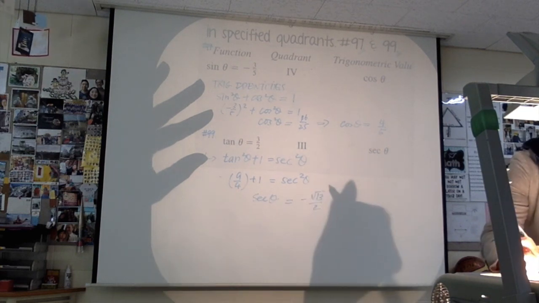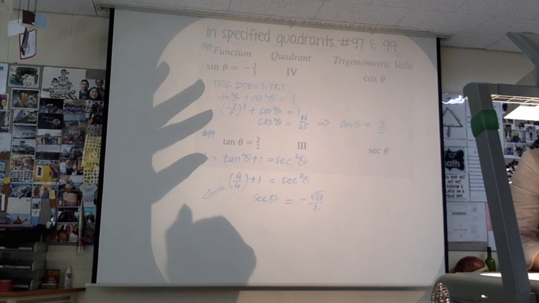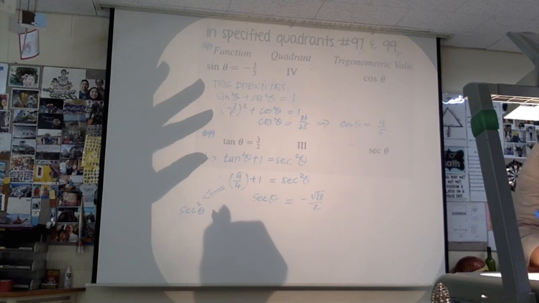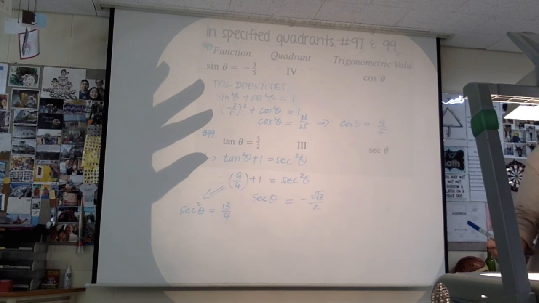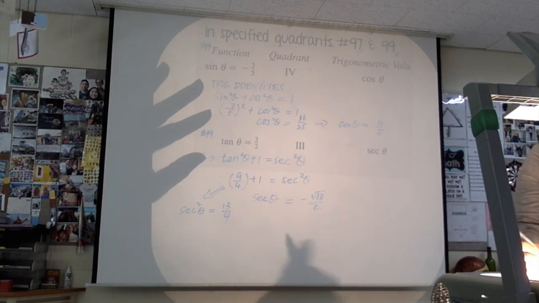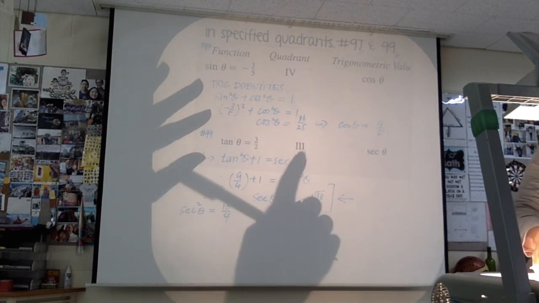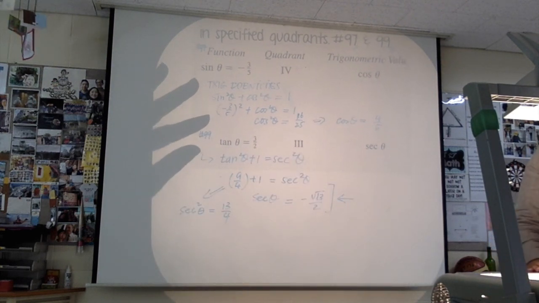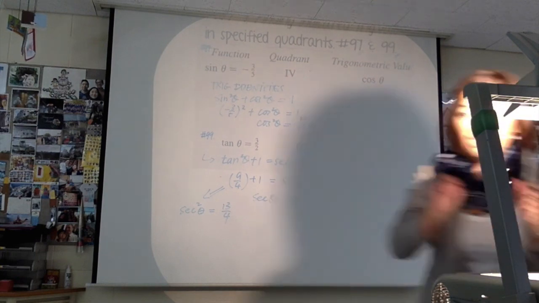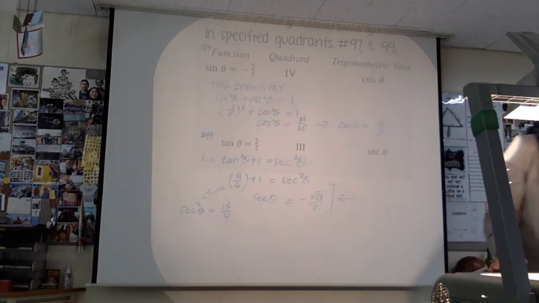Because when you actually solve this, don't you get secant squared theta is equal to 13 over 4? So you'll get plus or negative, but you know you have to take the negative value because it's in the third quadrant. Third quadrant, cosine is negative. Hope that helps. Good luck.